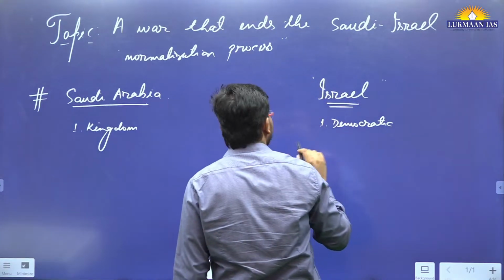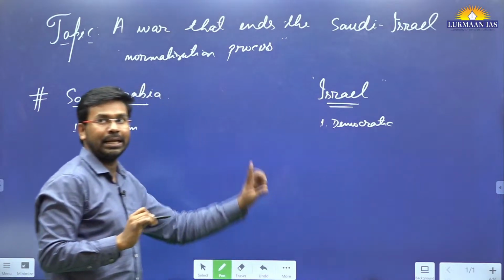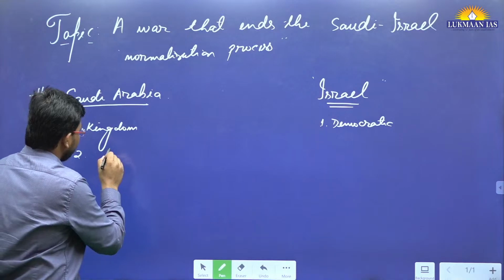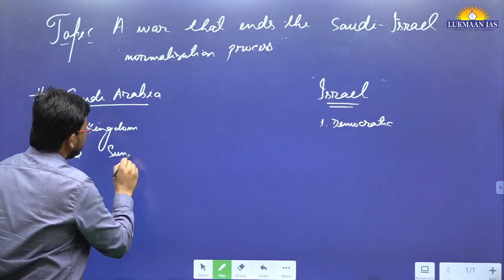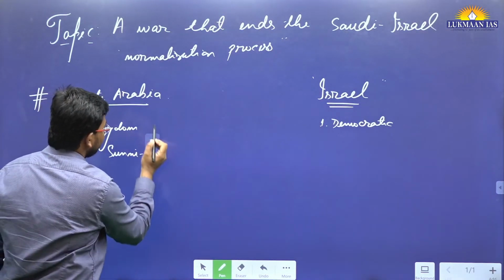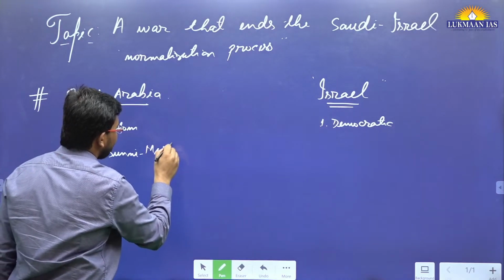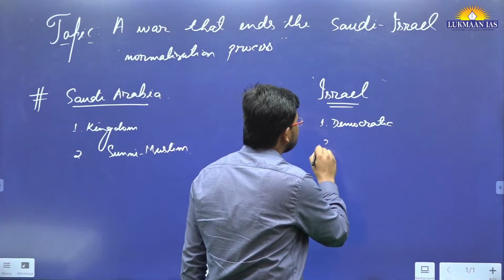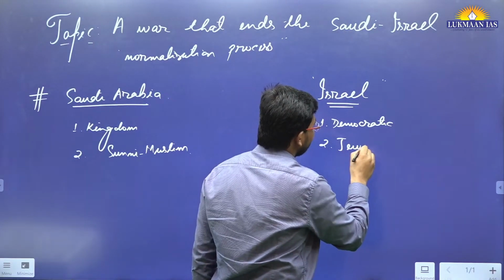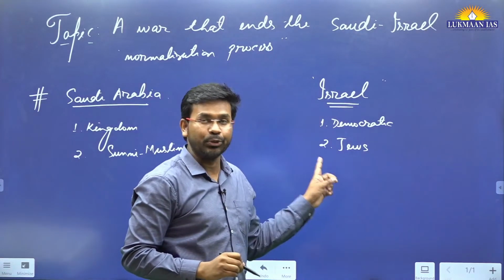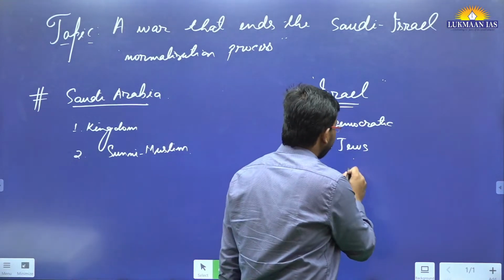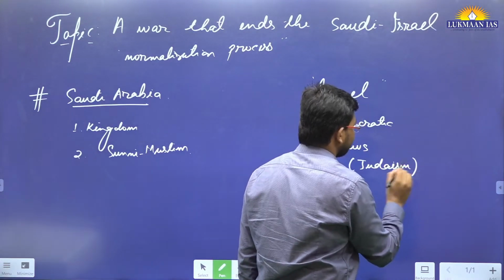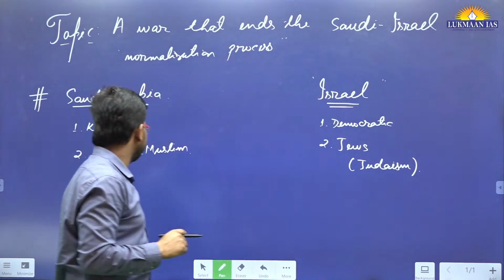So the thing is, they have a democratic structure. People elect, right? And the second thing over here, Saudi Arabia is dominated by a Sunni Muslim population. If we talk about Israel, majorly those people who are Jews are part of it. These people follow a religion which is known as Judaism. Okay, this is the thing.